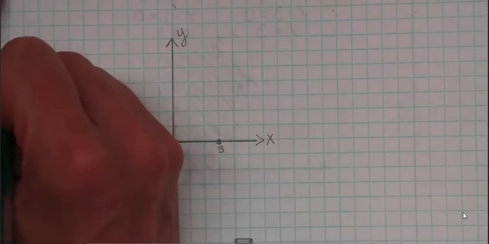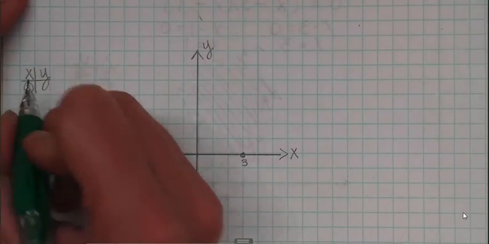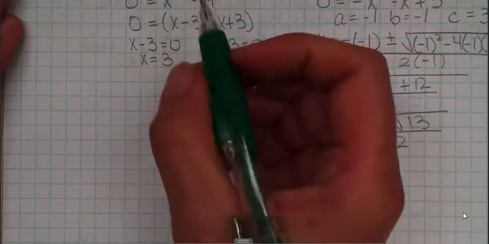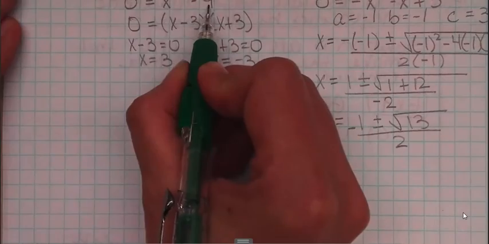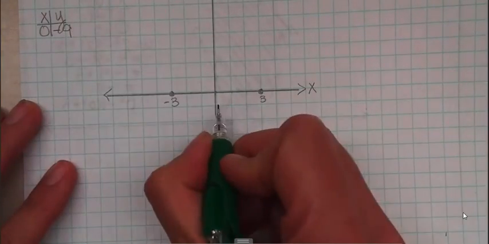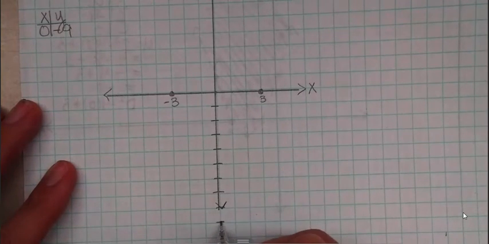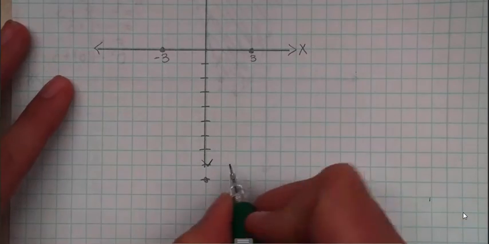Okay, so again, thinking to myself in terms of like an xy chart. If my x is 0, what's y? Well, if I plug 0 in here, I get -9. Oh, I need to go one more. So -9 here.